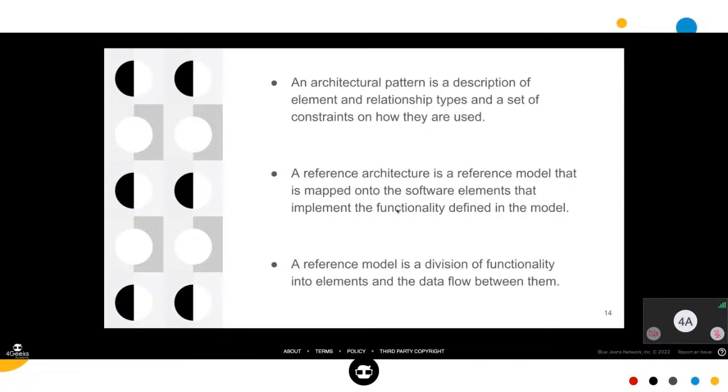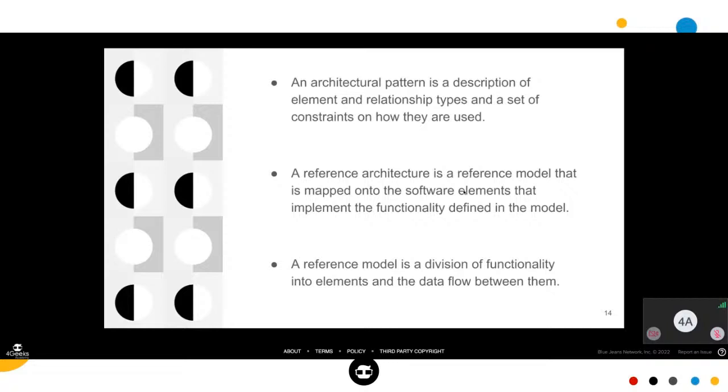Well, a reference architecture is a reference model that is mapped onto the software elements that implement the functionality defined in the model. Right? We can find many different reference architectures in the market. Also, there is a domain architecture for the different industries that we can use and implement.